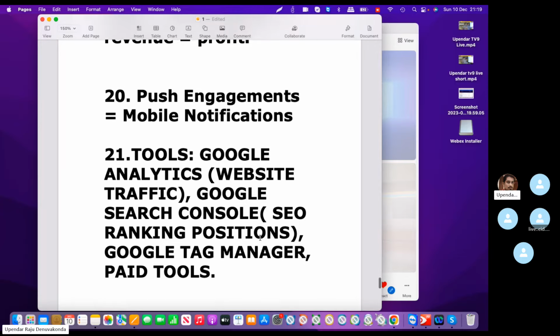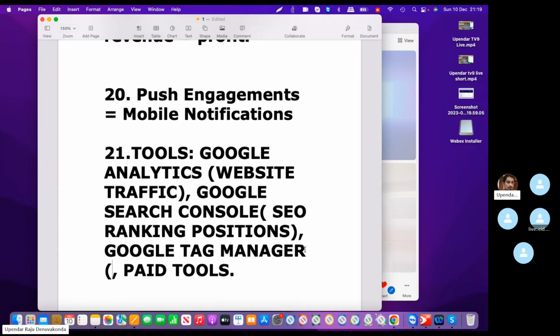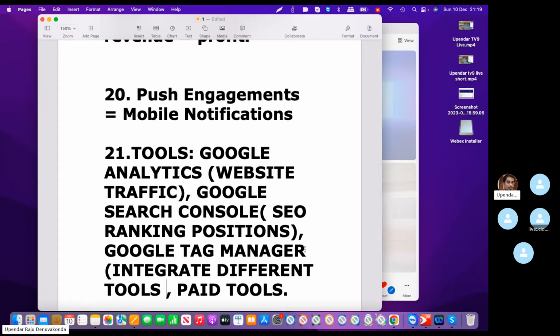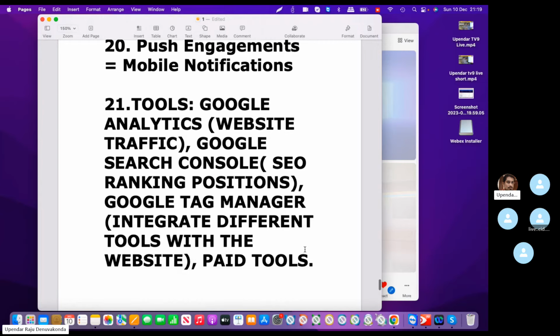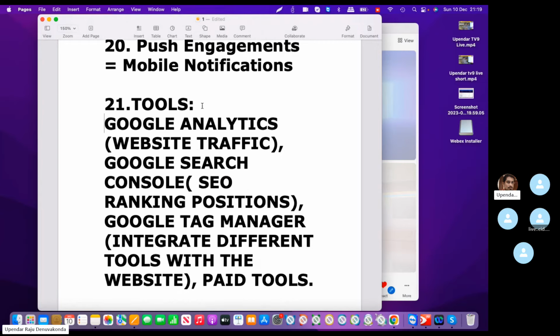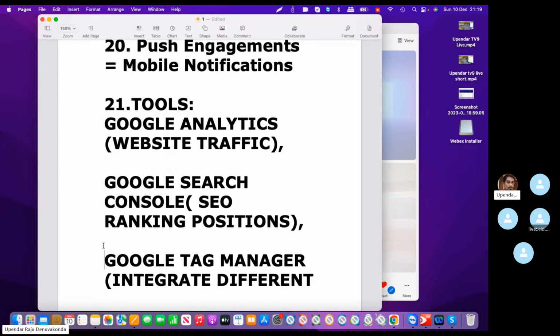So Google Search Console would help you to find SEO ranking positions, and Google Tag Manager would help to integrate different tools with the website. So these three tools would have their own importance that you need to understand. These three tools are completely free.